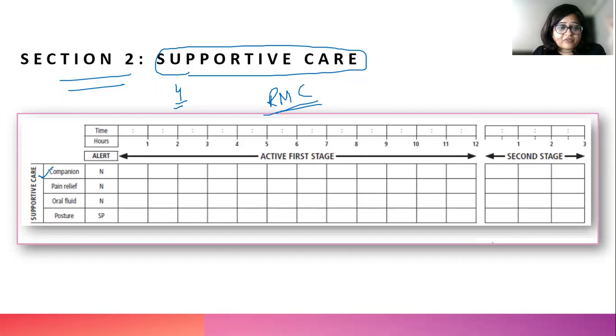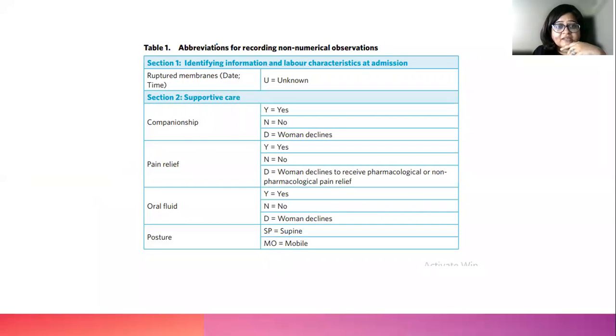So whether you've offered her a companion, pain relief, yes or no, oral fluids, yes or no, posture, supine or mobile. These are the 4 components, and here is how you're supposed to enter. Yes, she's got a companion. Or no. And D is whether she's declined. You don't have to go into so much detail, but just remember these 4 points: companionship, pain relief, oral fluids, and posture.